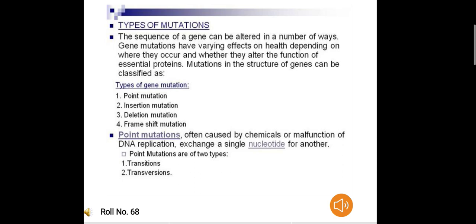Types of mutation. The sequence of a gene can be altered in a number of ways. Gene mutations have varying effects on health depending on where they occur and whether they alter the function of essential proteins. Types of gene mutation. First is point mutation. It is often caused by chemicals or malfunction of DNA replication. Point mutations are of two types.